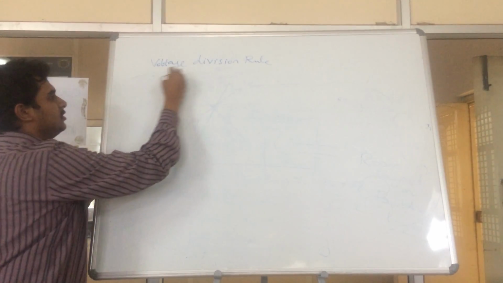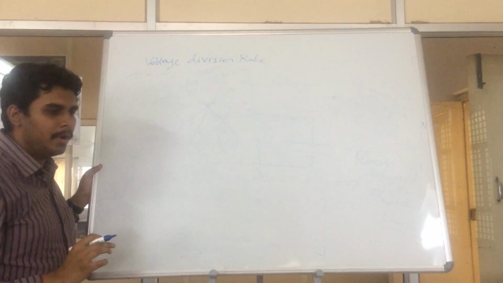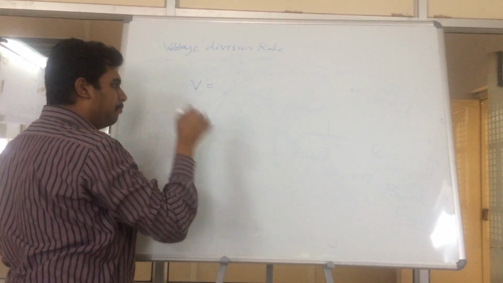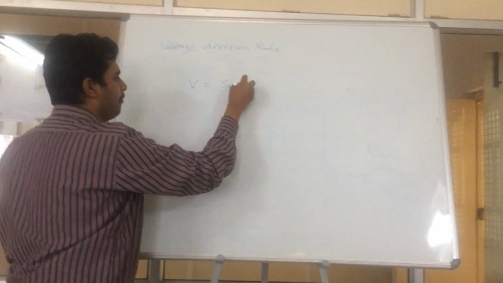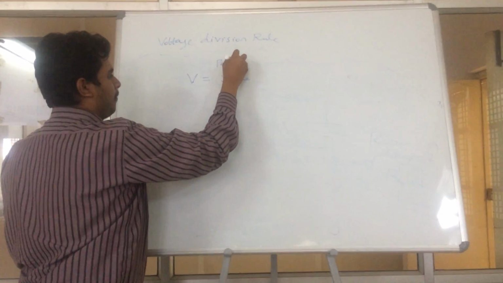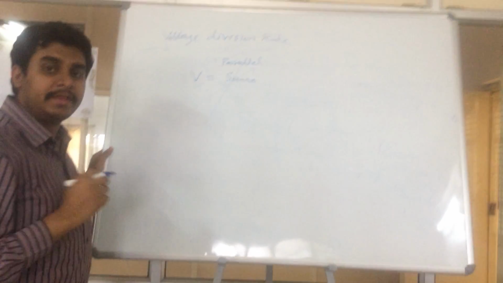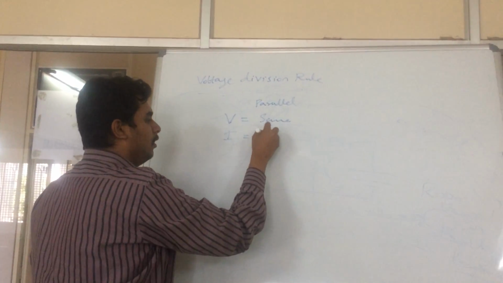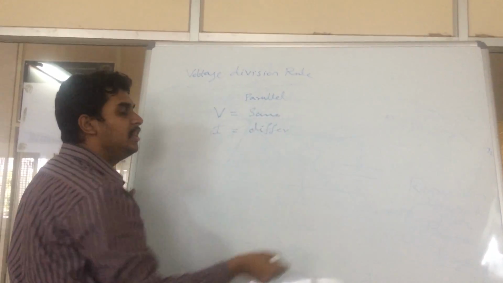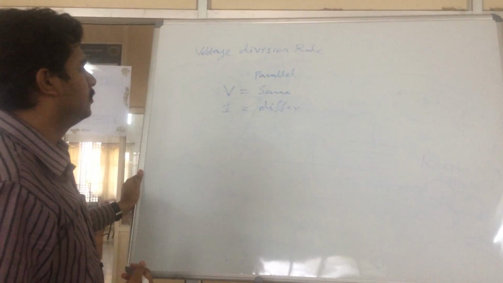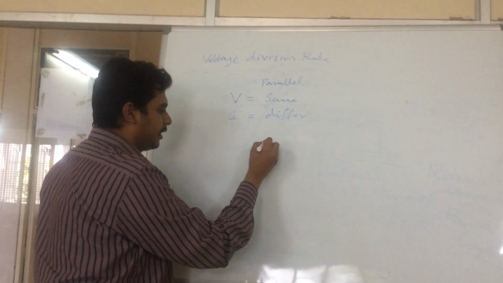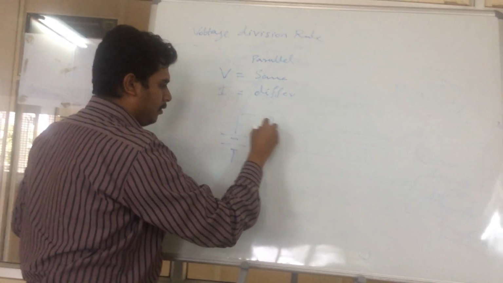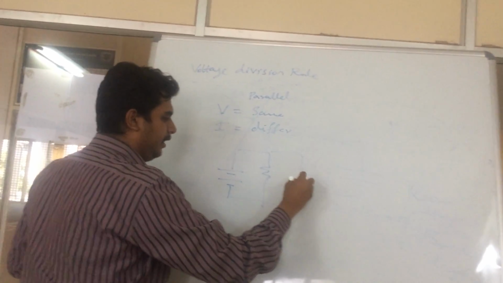In the case of the voltage division rule, always remember that voltages when kept in parallel are the same, or voltages when connected in parallel are the same, but the current will differ or will change. So in the case of a parallel circuit, I'll draw one simple parallel circuit for you all. This is your parallel circuit.